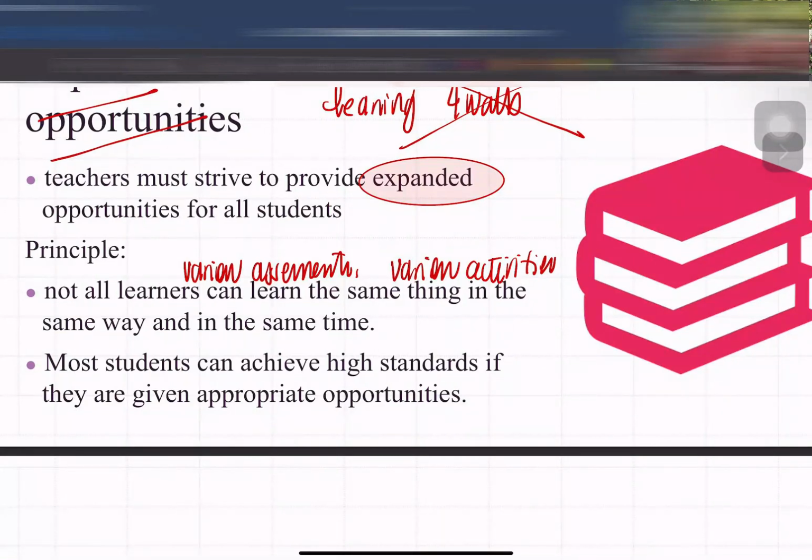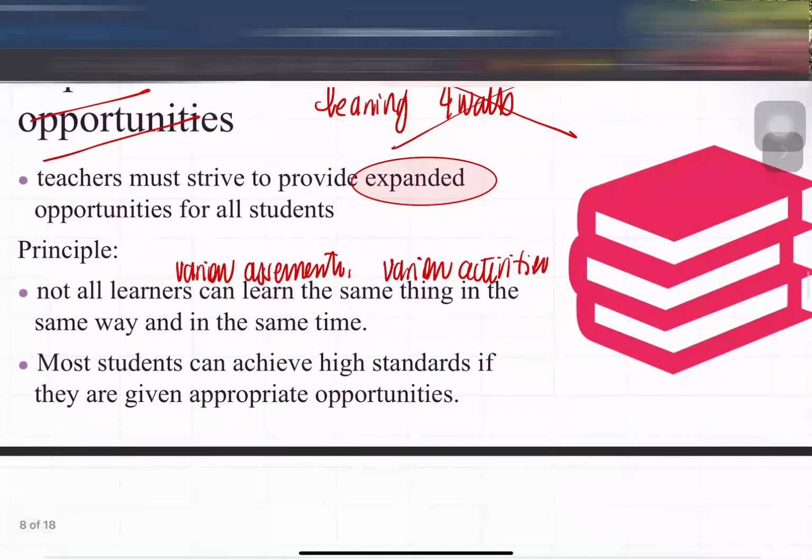Hindi po, kung titingnan nyo, yung paggawa ng Valentine's card is actually telling them that you can do something in school that can be given to your parents. It does not mean that school is separate from the household where the child is growing. Okay, that's one of the principles here. And then plus, most students can achieve high standards if they are given appropriate opportunities.